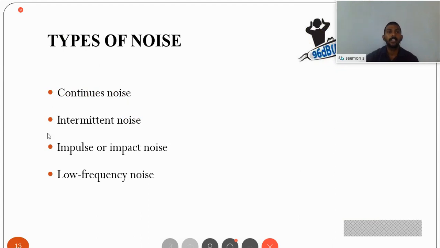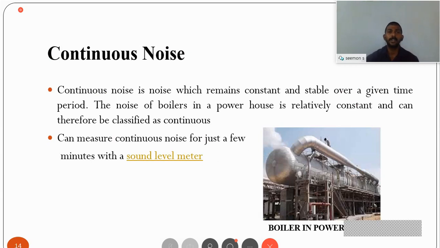Now let's see the types of noise. There are 4 types of noise: continuous noise, intermittent noise, impulse or impact noise, and low frequency noise. Continuous noise, as the name indicates, is continuous in nature, without stopping. If a noise is produced without stopping, that is continuous noise.